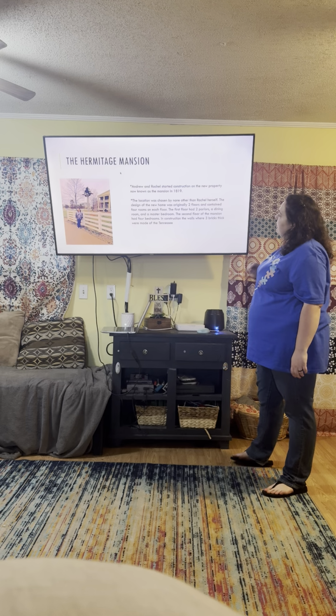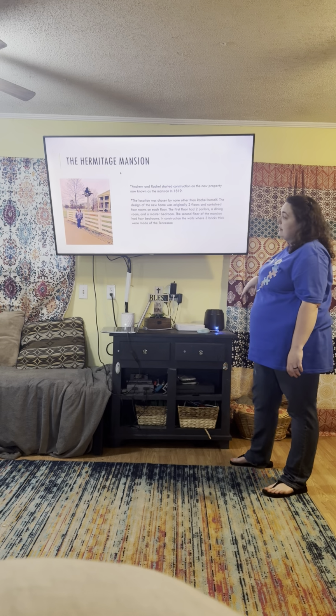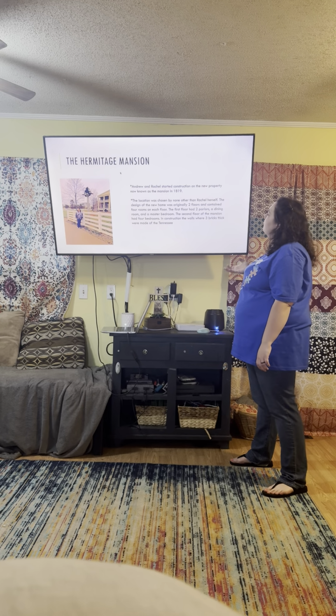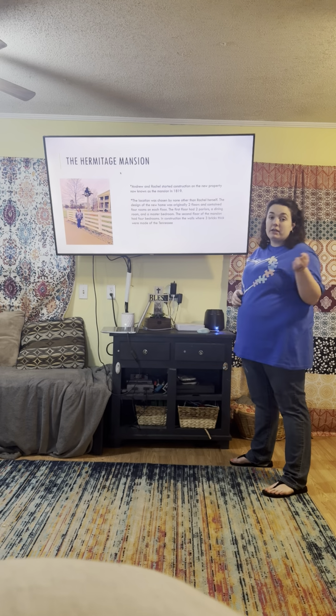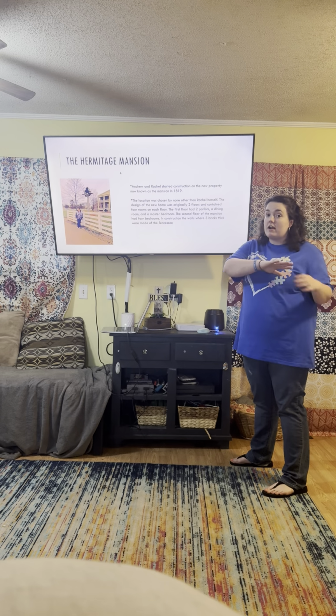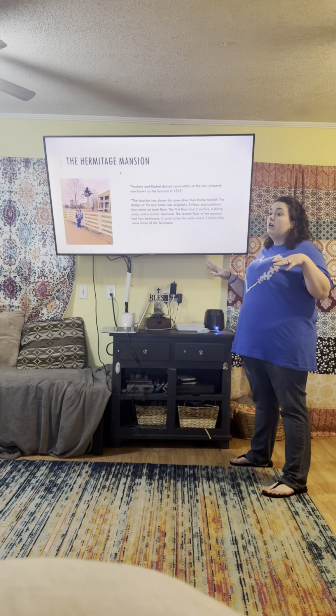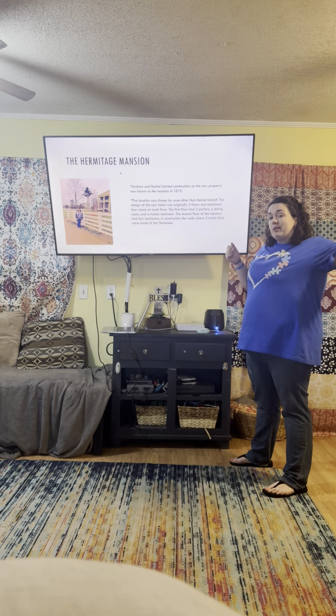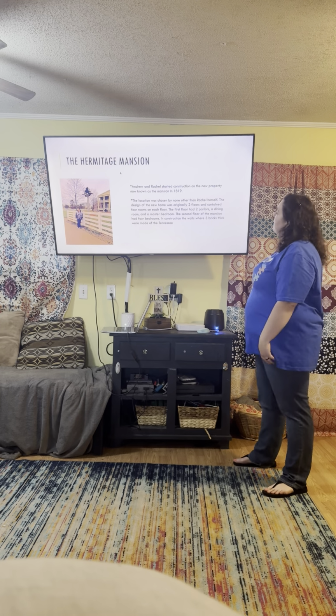Andrew and Rachel started construction on the new property known as the mansion in 1819. The location was chosen by none other than Rachel herself because they already lived there. They were just trying to find a nice place for the mansion to be built. The Hermitage is about 300 yards from the current mansion.